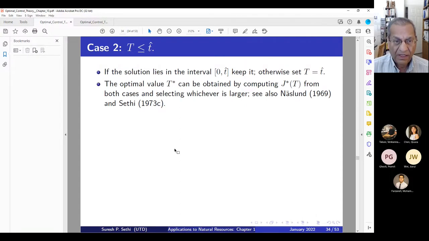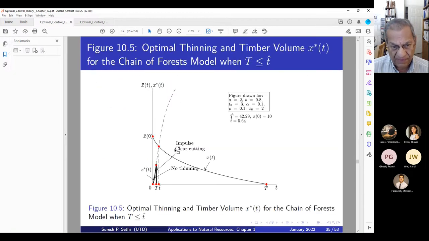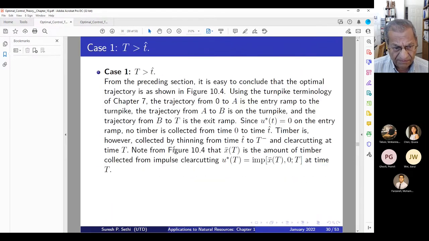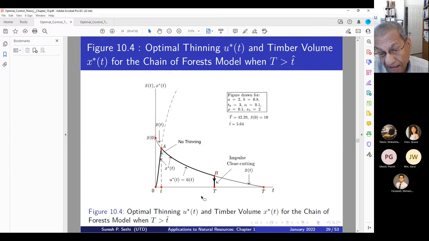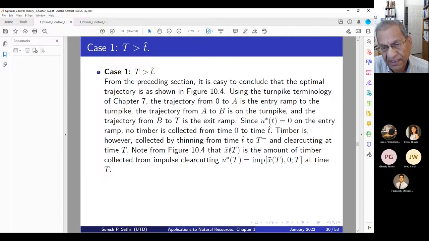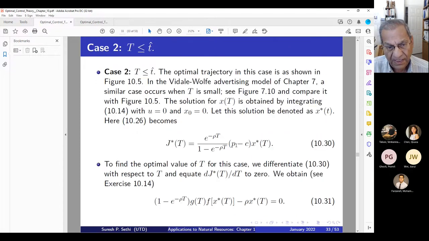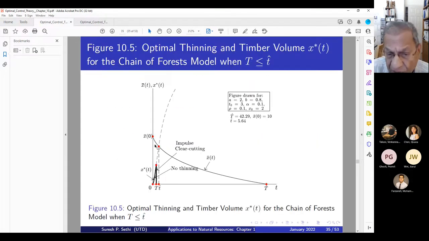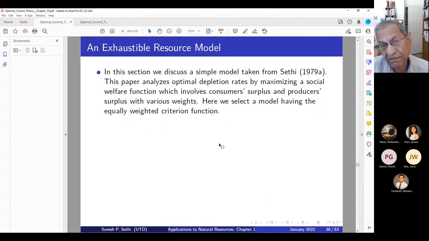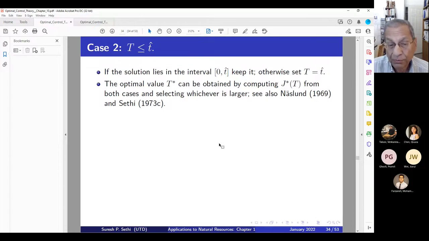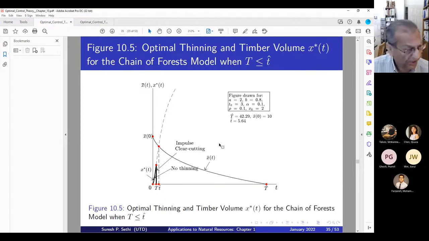So we have two solutions. One is this solution, either interior or the boundary, but only one. That's already decided by the derivative condition. Here's another solution, either interior or the boundary, but we only get one out of it. So now we have two solutions, one from that, one from that. We find the value of J star T, and we take the one that's better of the two. So we basically solve the problem totally.